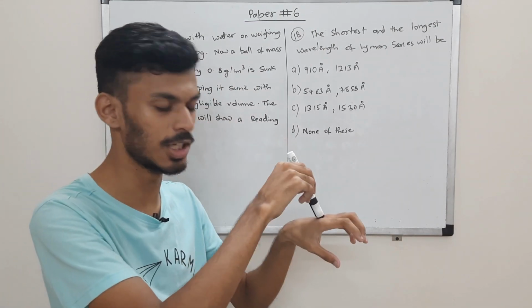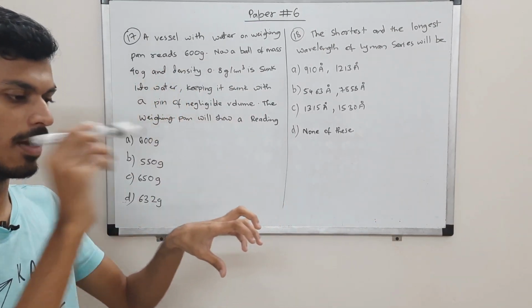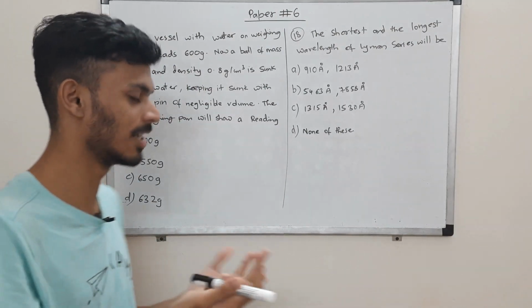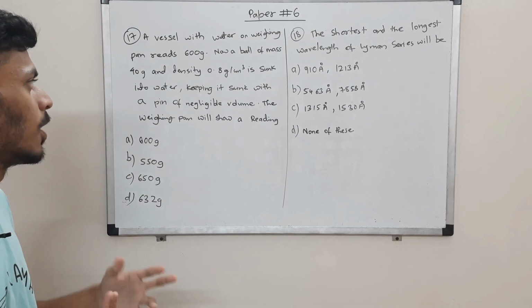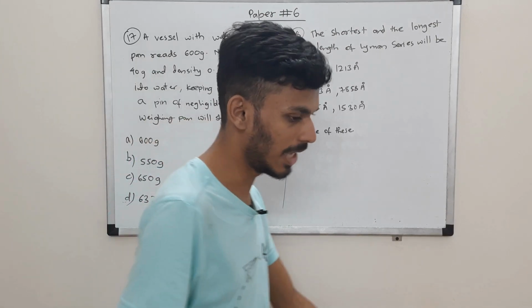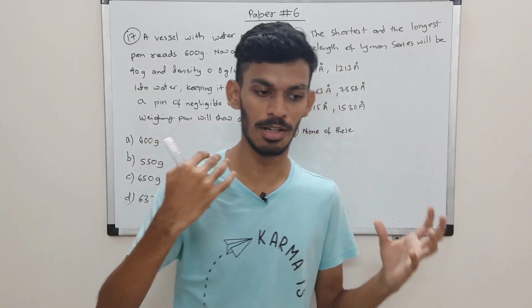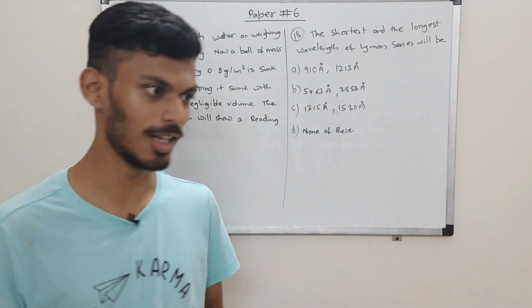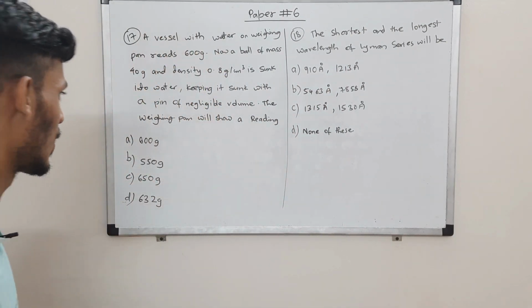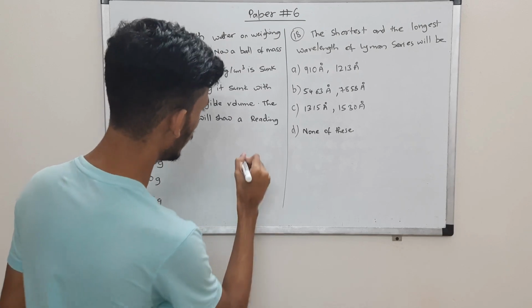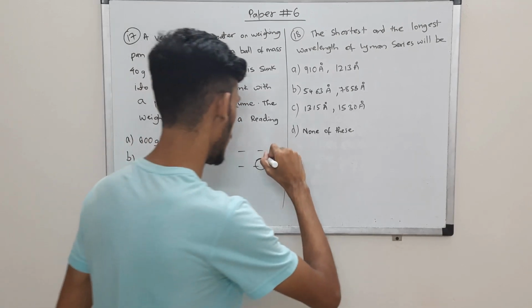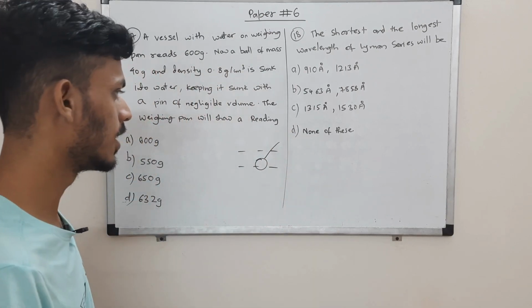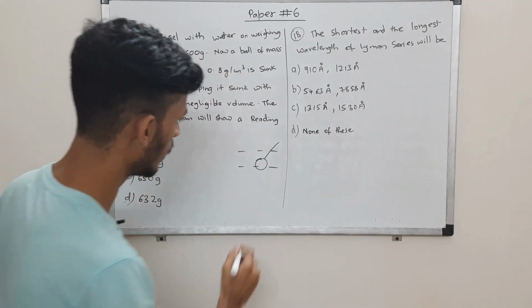So we are just going to push the ball into the water with a pin of negligible volume that does not contribute to the reading on the pan. You are supposed to tell what will be the reading on the pan now. Now that you have immersed a ball of 40 grams, will the reading change? Yes, of course it will change. What will happen is that when you immerse the ball in the water and hold it sunk with a pin, what will happen?